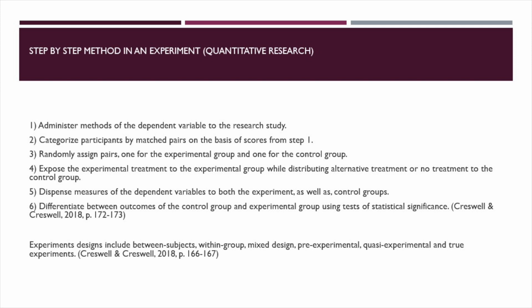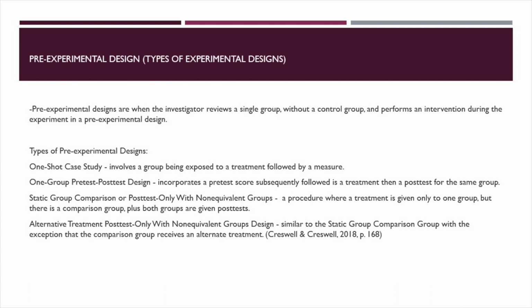The type of experimental design also needs to be created in a proposed study, with three types being pre-experimental design, quasi-experimental, and true experiments. Pre-experimental design, types of experimental designs. The investigator reviews a single group without a control group and performs an intervention during the experiment in a pre-experimental design. For pre-experimental designs, the one-shot case study involves a group being exposed to a treatment followed by a measure.